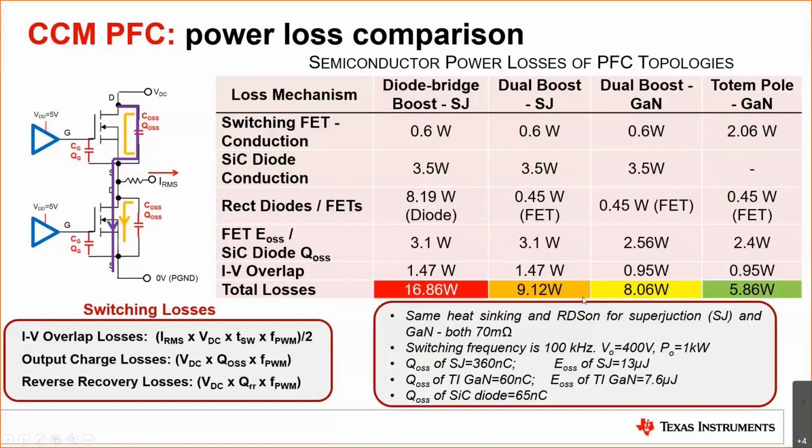Now, as last column, you will see the power losses of a totem pole PFC, and there you will see massive differences. So first of all, we have to say that the conduction losses of the switching FETs will increase compared to the other topologies, but you also need to keep in mind that actually the conduction losses were previously split between the FET and the silicon carbide diode.